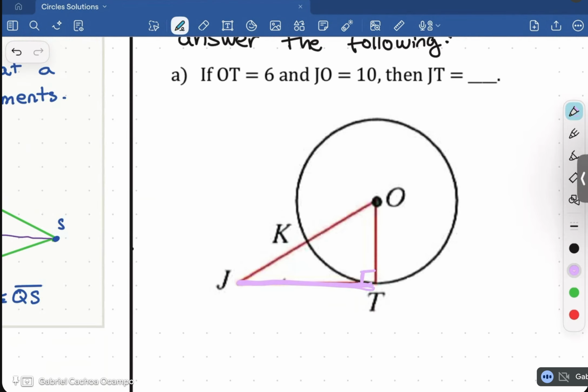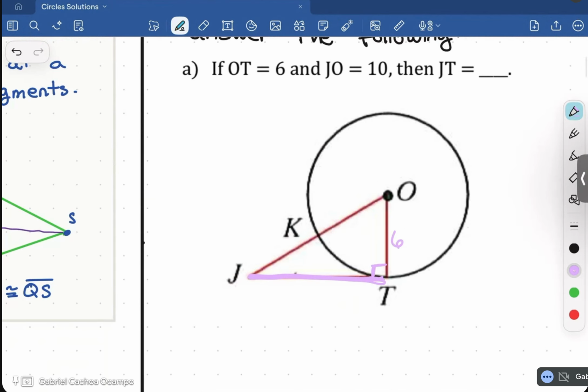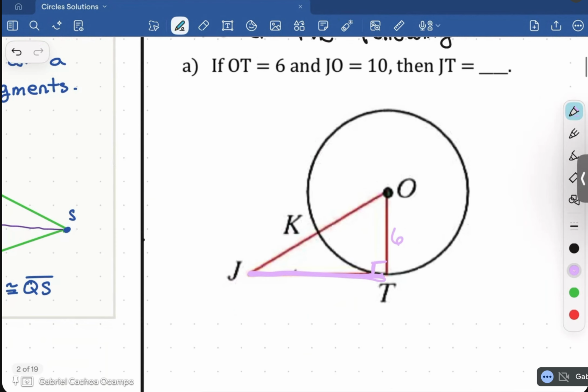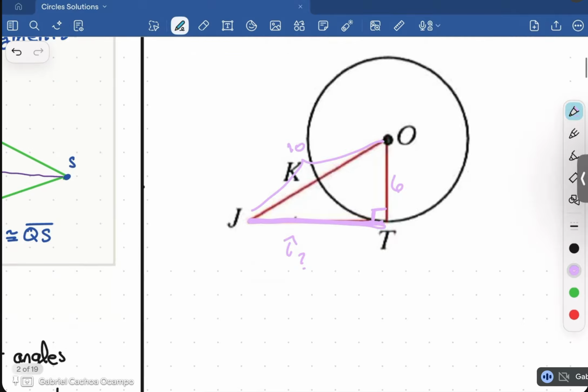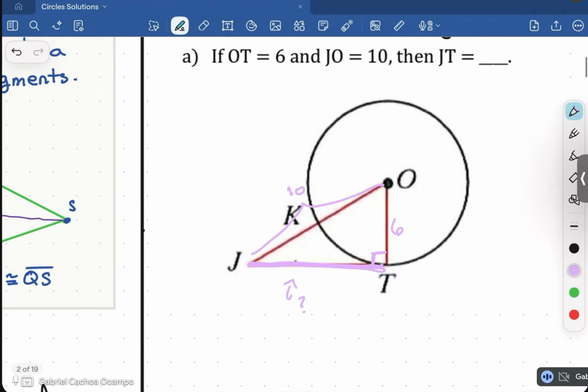What information are they giving me of the right triangle? Well, they are giving me that this side measures 6 and that the JO measures 10. O sea, this whole thing measures 10. So if I want to find the measurement of JT, I have a right triangle, I have two sides. How do I find the third side of a right triangle? Well, I need to use the very famous Pythagoras theorem. And remember that the hypotenuse is the length that is opposite to the right angle. O sea, the hypotenuse is also the largest side.